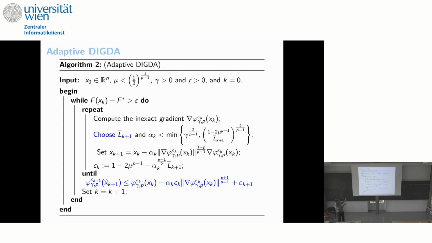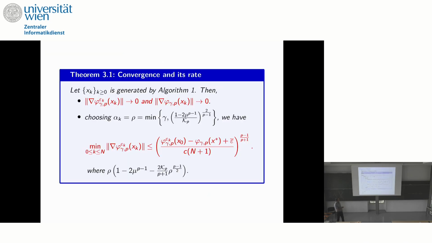You see, the only difference is this repeat until that I add here. I construct this line search, and I use this line search to approximate some parameter Lk of the Lipschitz constant, the Hölder constant, sorry. Okay, if I do that, I get this nice result that the gradient of the approximated function and the envelope goes to 0, and I have this complexity for the norm of a gradient.